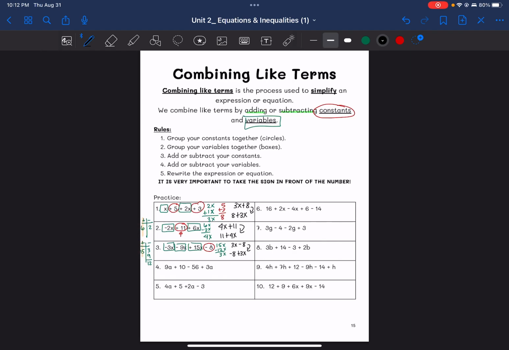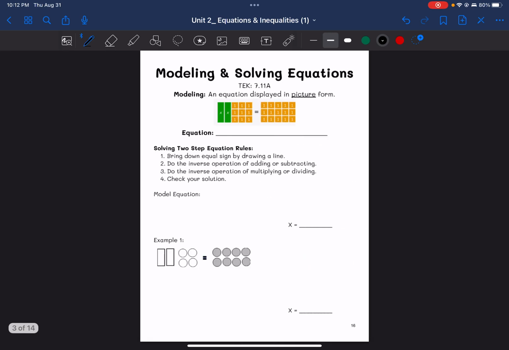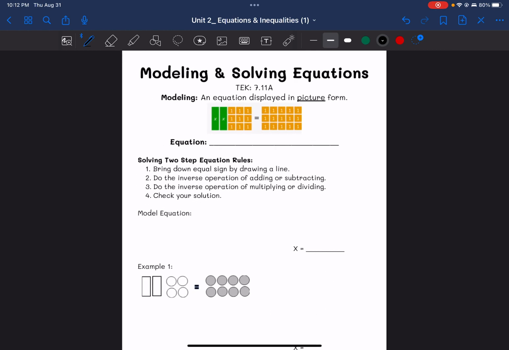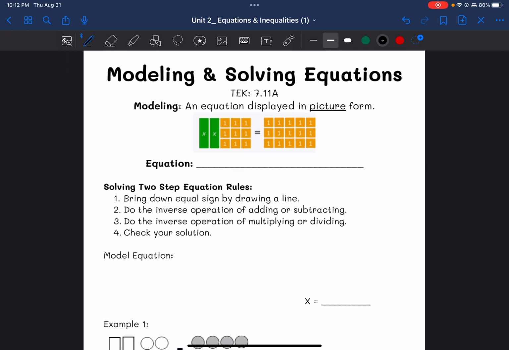Pause it if you need to. Okay, we're going to go ahead and move forward. Okay, let's look at modeling and solving equations using models. Remember, a model is just an equation displayed in picture form. So here, we're going to say that the green rectangles are positive. So I have positive 2x, and we're going to say that the yellow boxes are also positive. So we have 1, 2, 3, 4, 5, 6, 7, 8, 9. So 2x plus 9 is equal to 1, 2, 3, 4, 5, 6, 7, 8, 9, 10, 11, 12, 13, 14, 15. Okay, that's my equation.